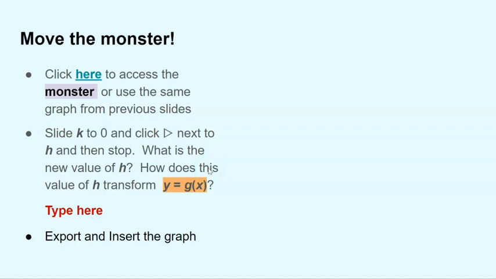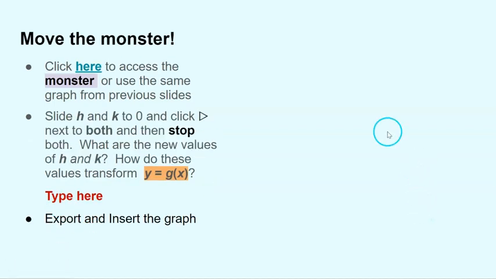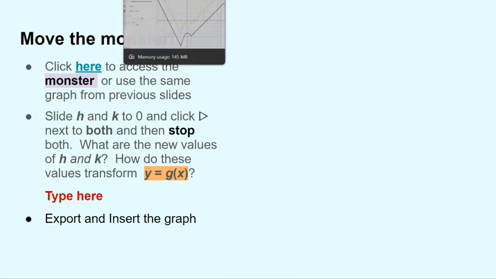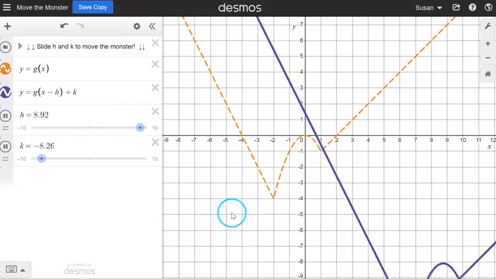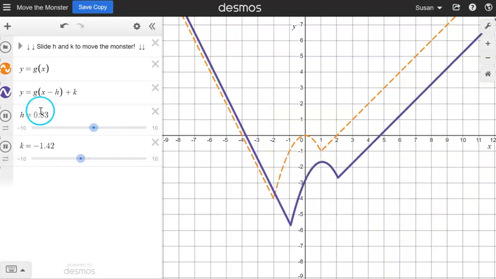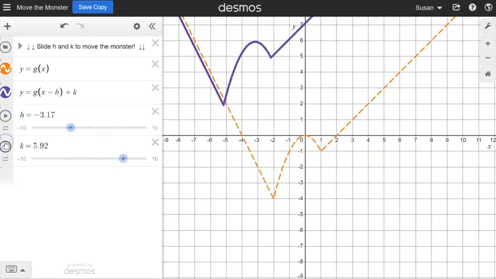For this one, they do the same in reverse. They let K be 0 and click play next to H and then just stop it. What's the new value? What did it do? And then the last one is pretty much the same thing, except they're doing both. So we would go ahead and press play on H and K and let it just go crazy, and they always think that's fun, and then they stop it.